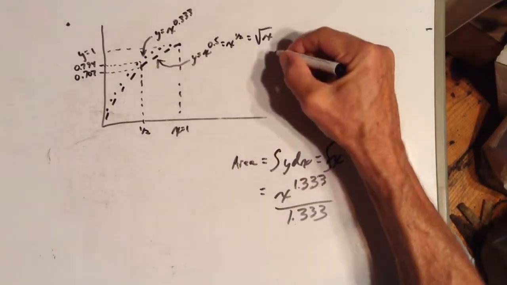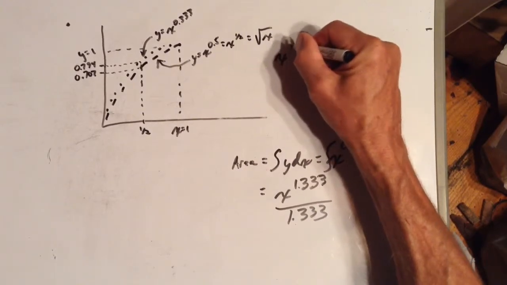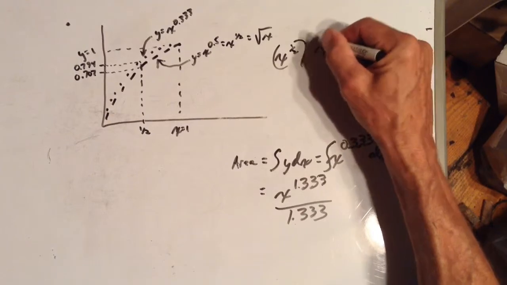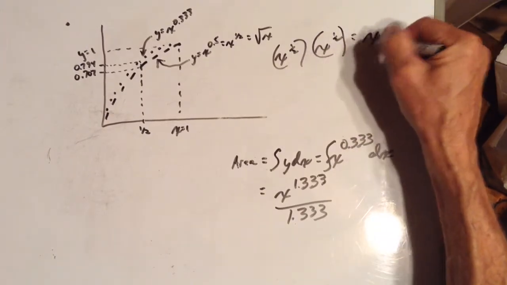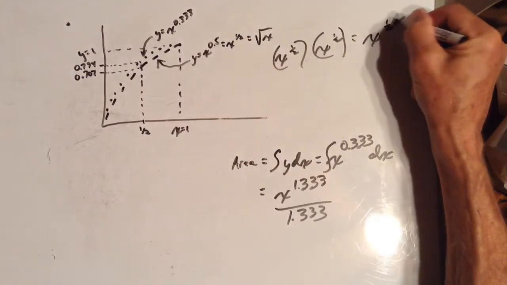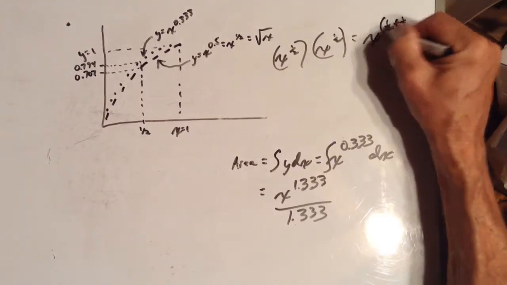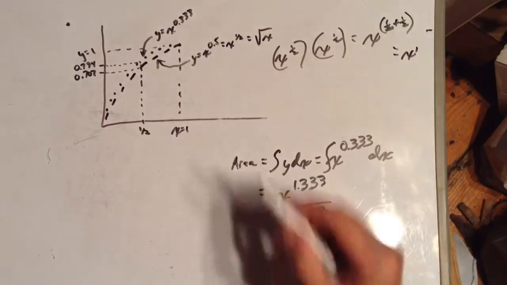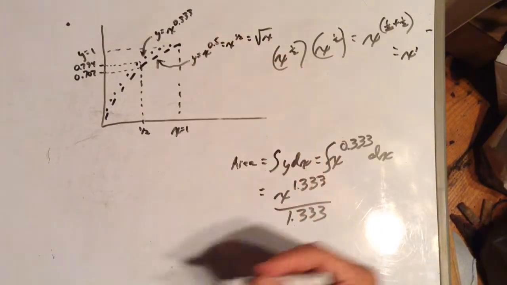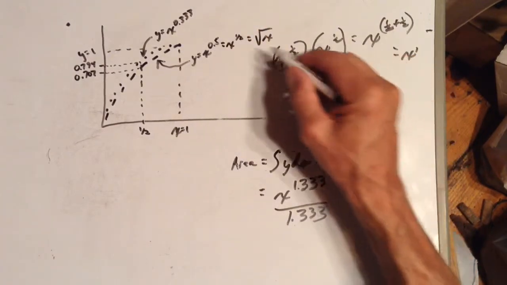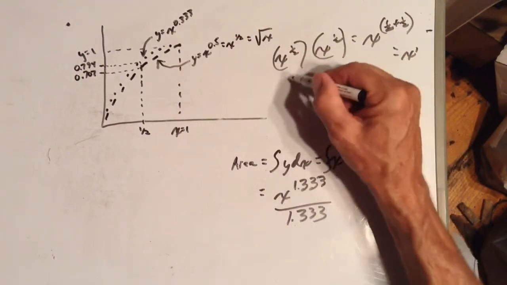Okay, well, if you have x to the 1/2 times x to the 1/2, that equals x to the 1/2 plus 1/2, which equals x to the 1. And this x to the 0.333, well, that's the cube root of x. X to the 1/2 is the square root of x.